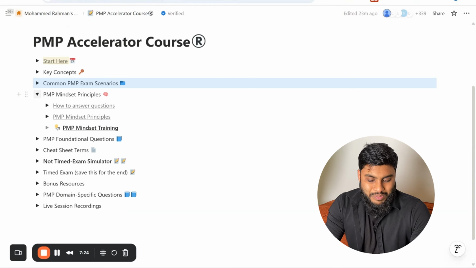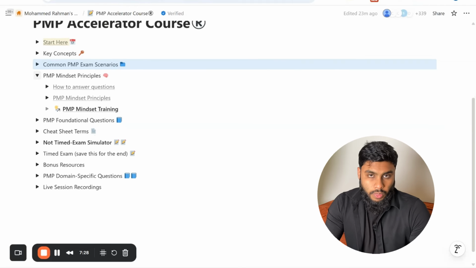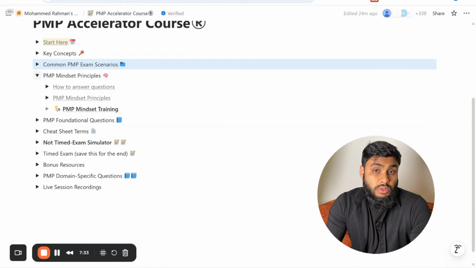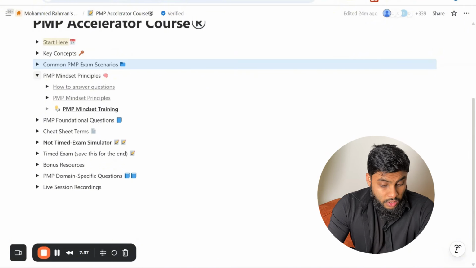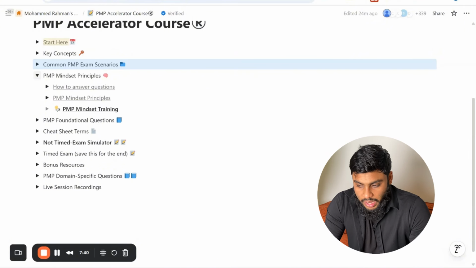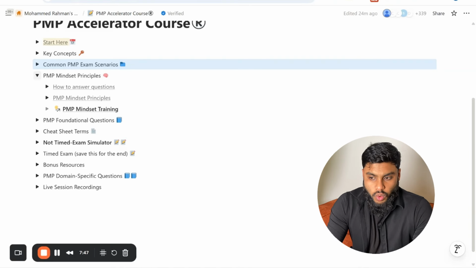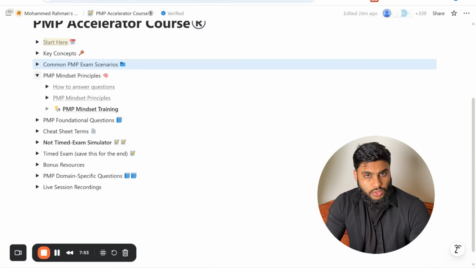We got our PMP mindset principles. Okay, so this is another section that you have to just know. You have to have a methodology for answering questions. This has to be a part of your study plan. So we talked about key concepts, we talked about knowing PMP exam scenarios. Now we are diving into the actual questions. But before the actual questions, ask yourself this: what is my game plan? As someone who wants to get PMP certified, what is my game plan when it comes to answering questions? What is the best approach?